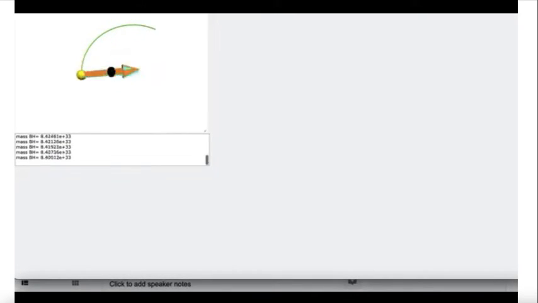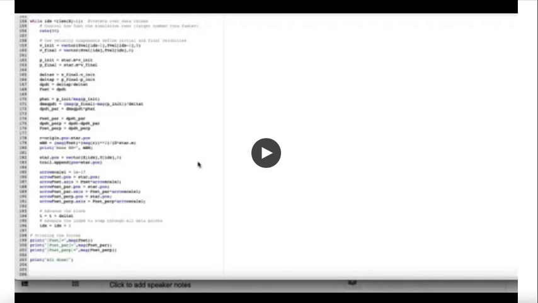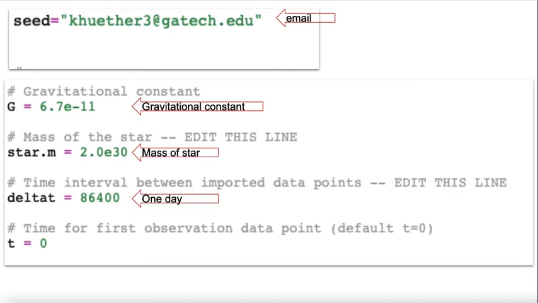You can see here, a star is on a trajectory around the black hole, and you can see the different arrows with the different components of the forces. First, to solve for our trajectory, we want to input our email, and the code will output our trajectory.